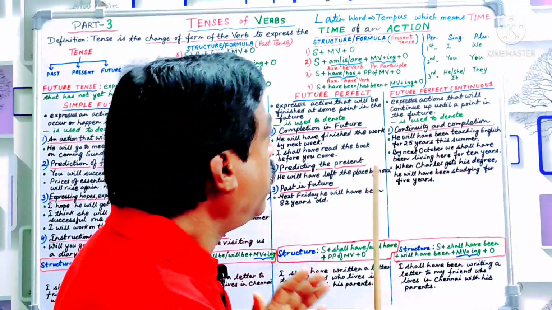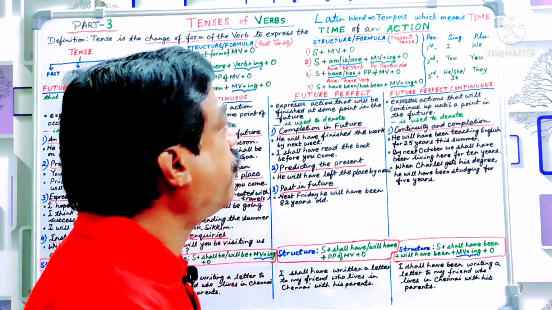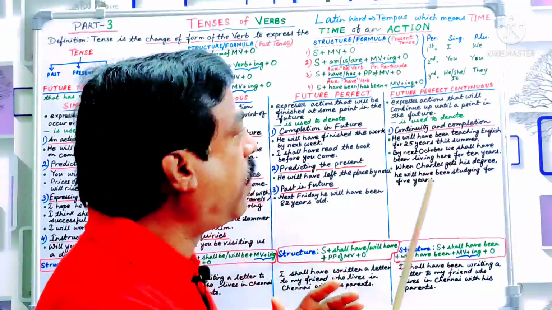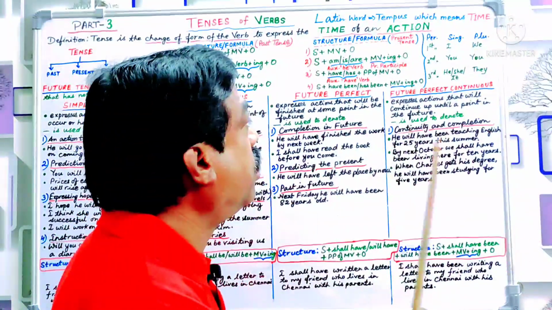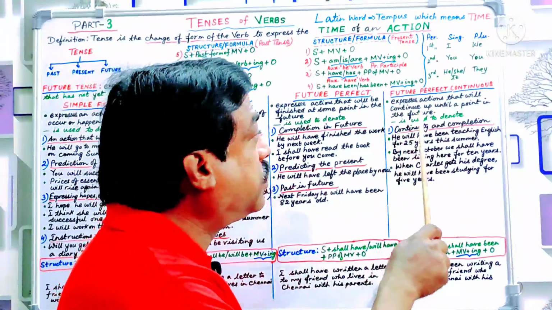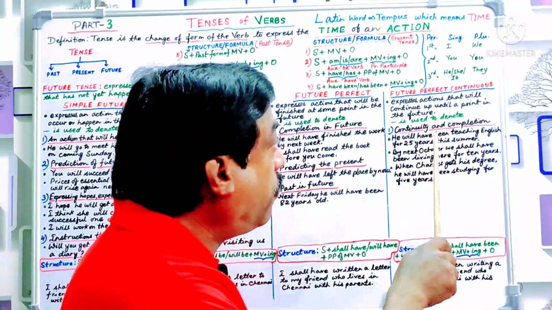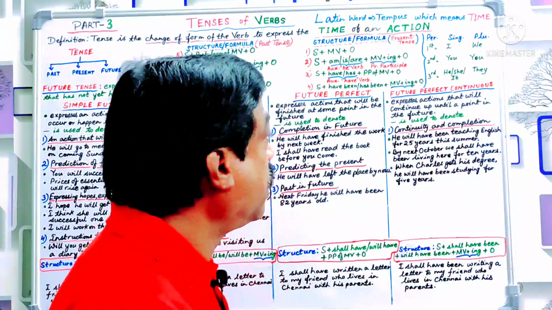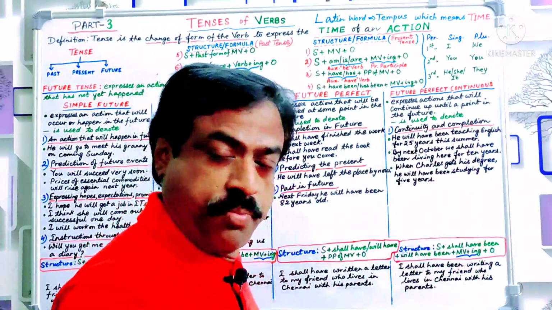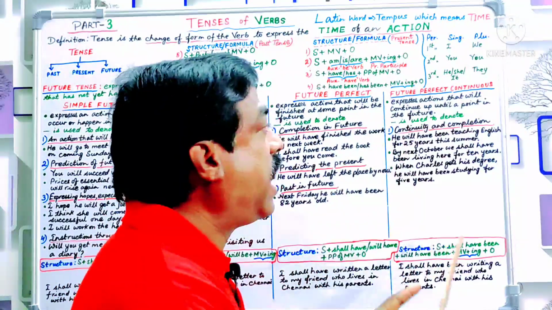Consider this as a formula, and this formula will help you to make correct sentences of future perfect tenses. Now I come to the last one, which is future perfect continuous tense. Future perfect continuous tense expresses actions that will continue up until a point in the future. Once again I repeat, future perfect continuous tense expresses actions that will continue up until a point in the future. And future perfect tense is used to denote continuity and completion. Very interesting point. Continuity and completion.